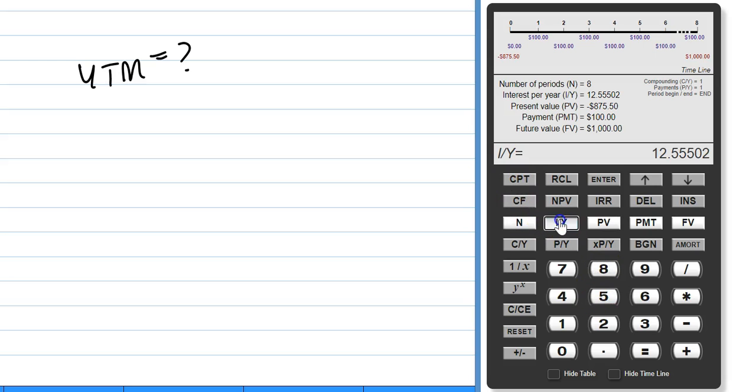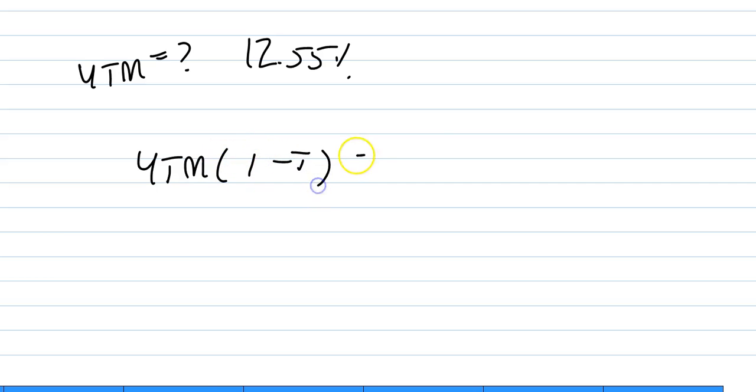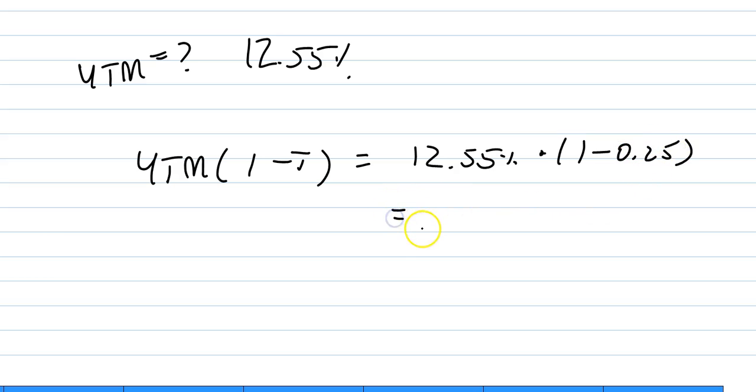Okay, and we solve for yield, and yield seems to be 12.55%. And we have to compute after-tax cost of debt, so we're going to take yield times 1 minus the tax rate. So it's 12.55% times 1 minus 0.25, and that gives us an after-tax cost of debt of 9.4%. So this is adjusted for tax.